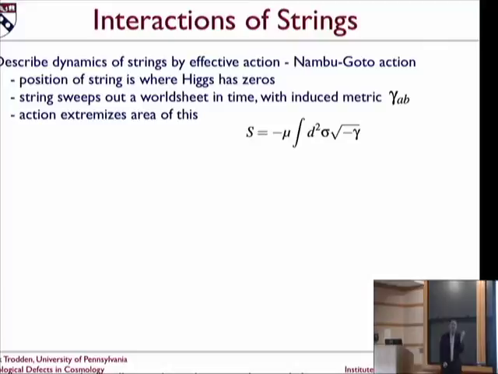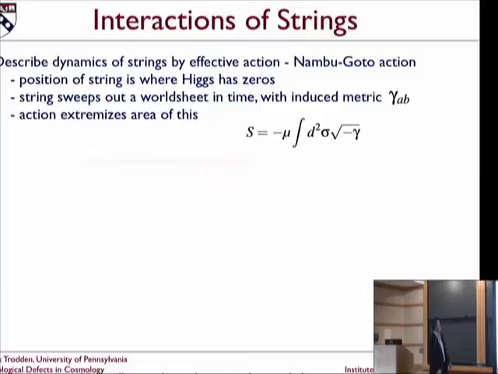Instead, you now idealize these things and say, well, they're described by the Nambu-Goto action. You say that the position of the string is where the Higgs field has a zero, and so basically treat it as a one-dimensional object that sweeps out a world sheet in time, and then the action for that one-dimensional object with its induced metric is just given by the area of the world sheet, and it just extremizes this area. That's what the string does. And that's an action that just tells you how a string itself will behave without taking into account any of the microphysical structure that I had in the field theory. It's just a one-dimensional object.